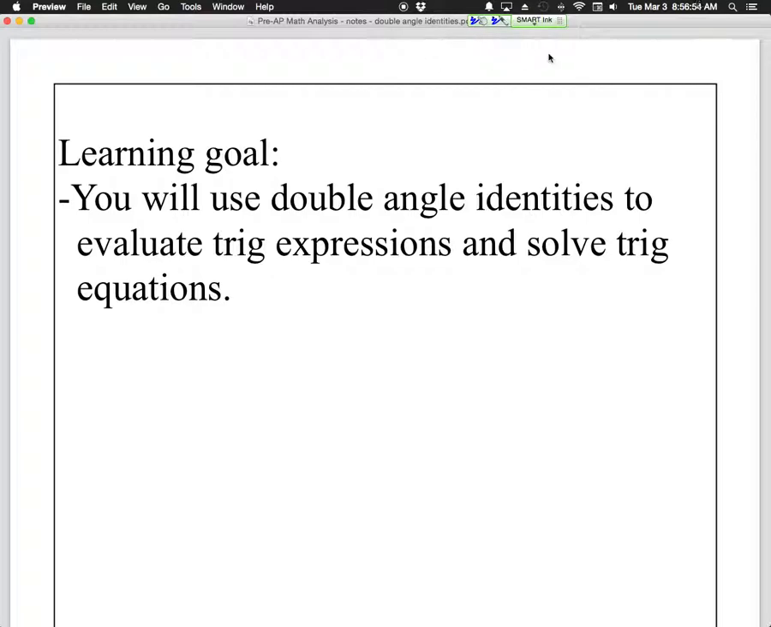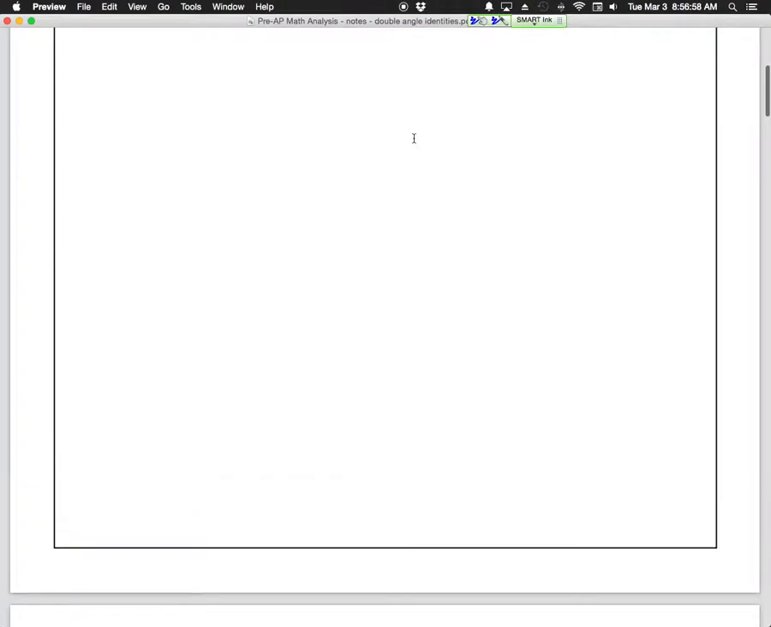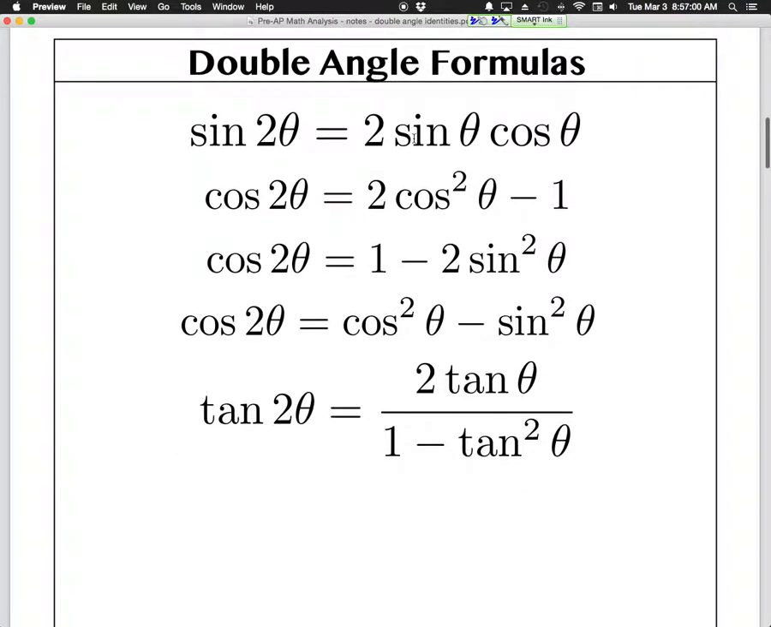Alright, so double angle identities to evaluate trig expressions and solve trig equations. There are 5 double angle identities you need to write down, so write these down for me, please. That is 2 theta. So now you can understand why it's called double angle, because 2 times theta would be double theta, or double angle.